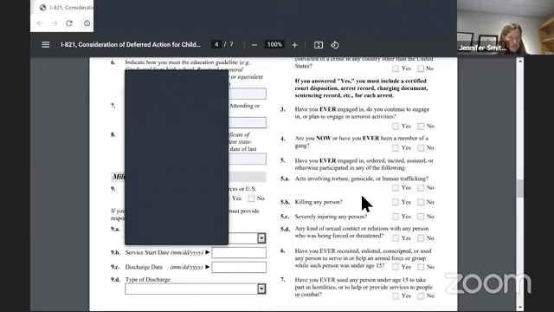So these questions in 5 are basically asking if you've ever really been involved in killing, torturing, or hurting other people.